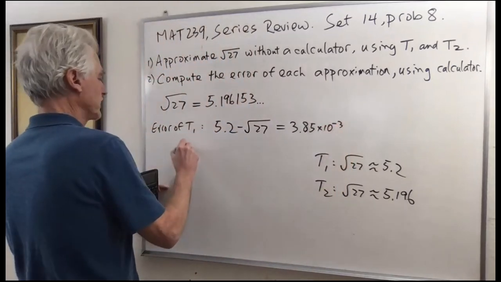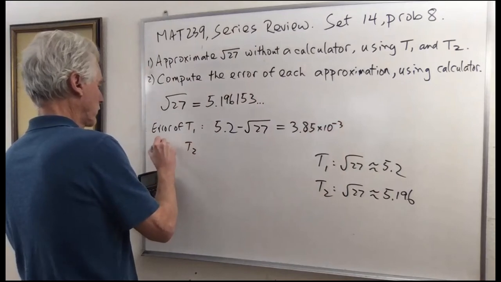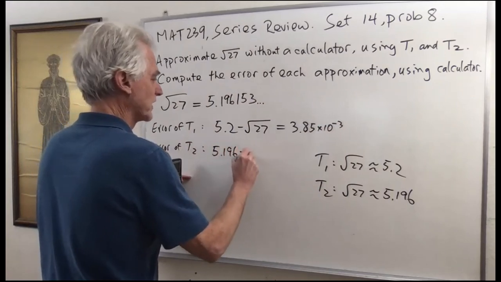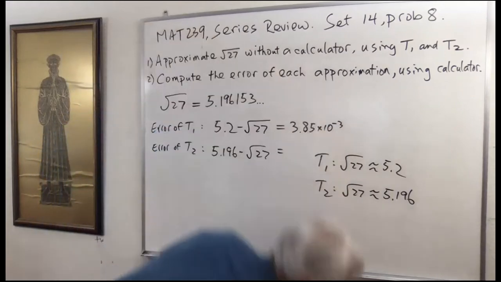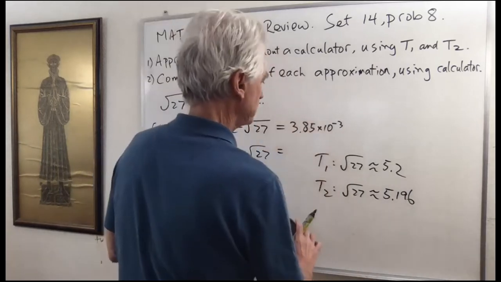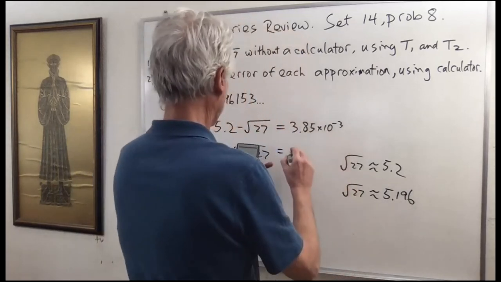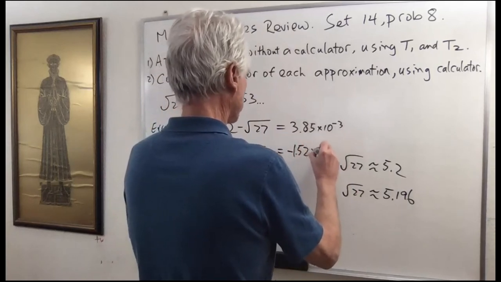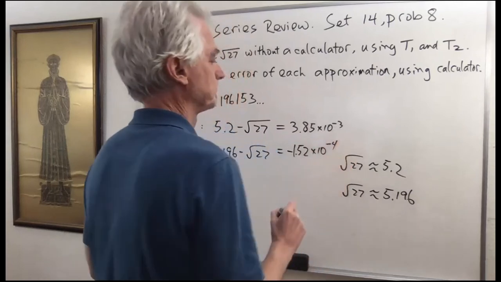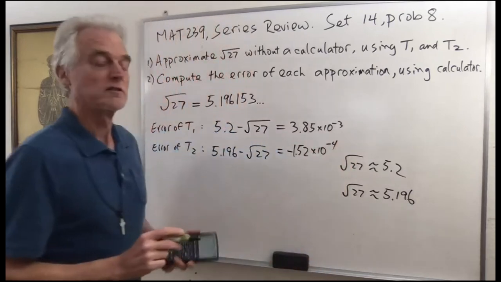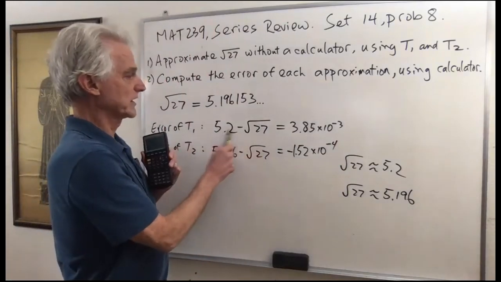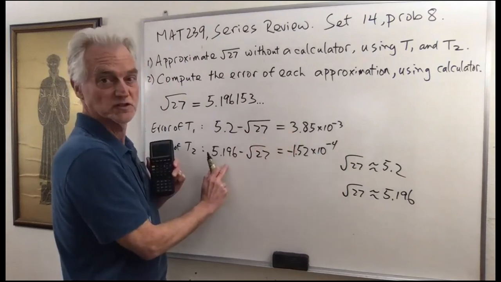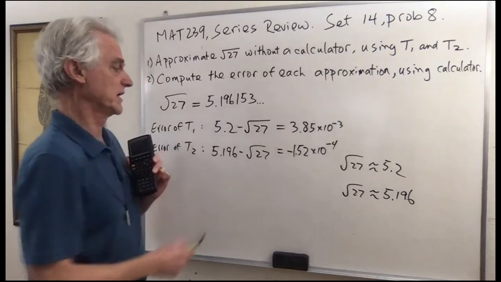And then the error of T2 is going to be 5.196 minus square root of 27. That is equal to, I got this, minus 1.52 times 10 to the minus 4. All right, so this means that the first approximation was too big. That was bigger than that. The second approximation was too small. That's less than that, so I get a negative number.